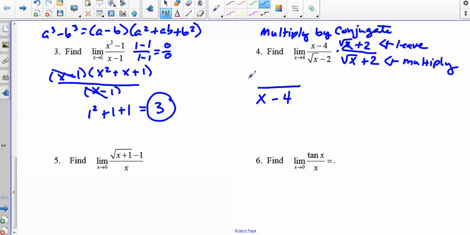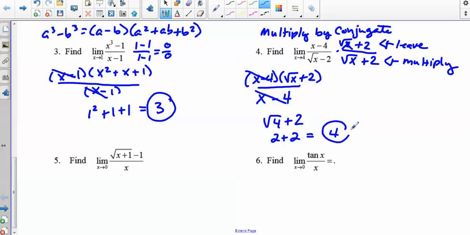In the numerator, I'm going to leave this factored as x minus 4 times root x plus 2. And now you can see that x minus 4 and x minus 4 can cancel out. So my simplified function is root x plus 2. Now I can substitute the 4 back in. So I have square root of 4 plus 2, which is 2 plus 2. And my final answer is 4.